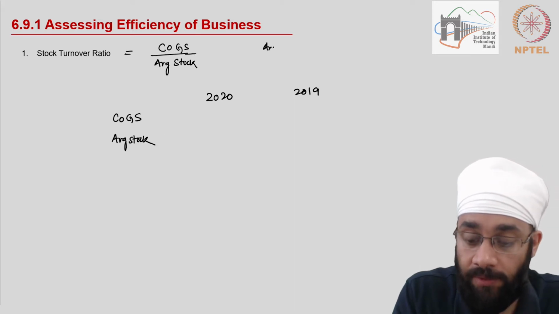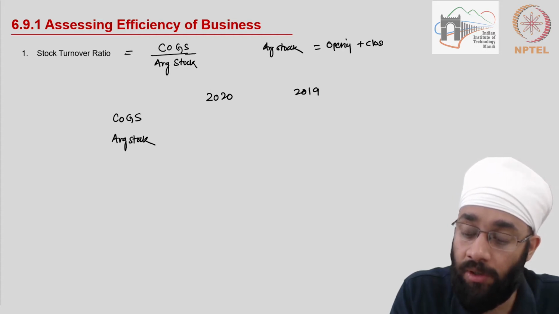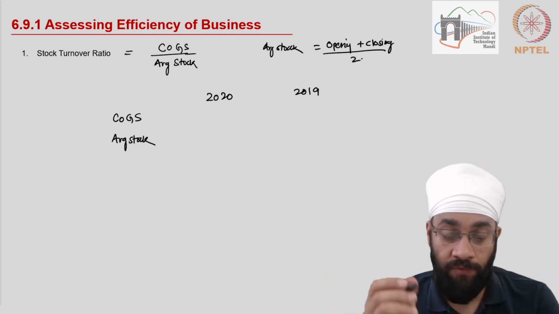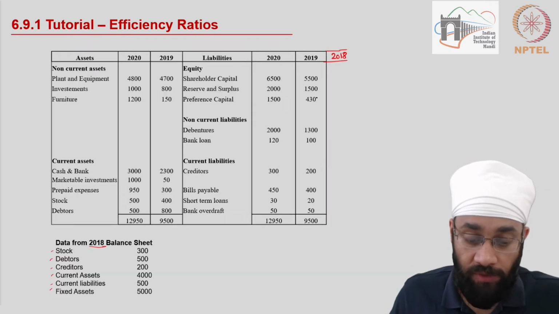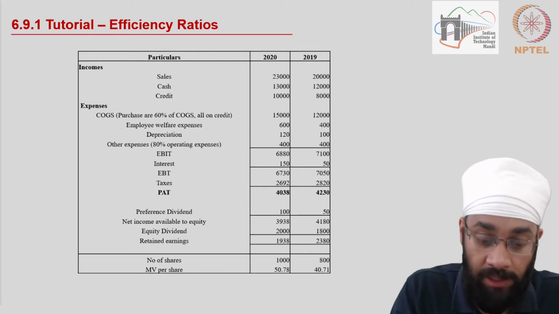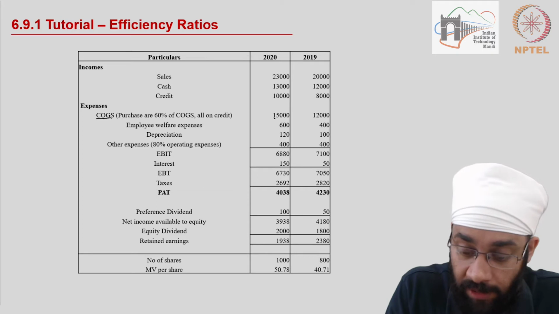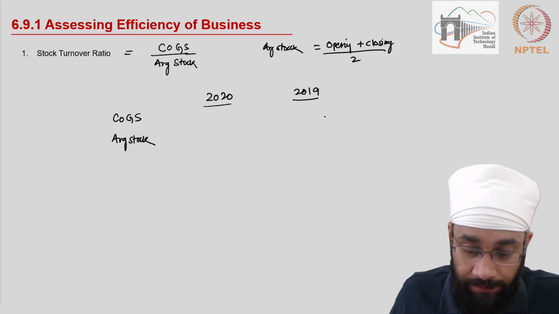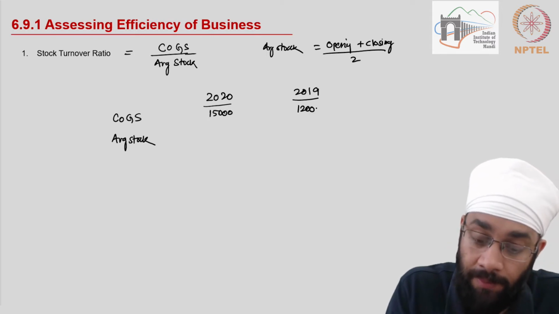The average stock is equal to the opening stock plus the closing stock, and you divide this by 2. That is how you get an average stock for a given year, given a financial year. So cost of goods sold are given in the income statement. We have cost of goods sold 15,000 and 12,000 for the 2 years. So first component is done.